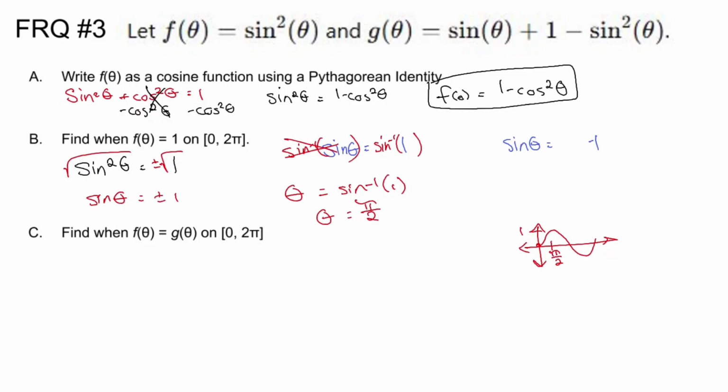Now we do the same exact thing over here, where we inverse sine both sides, cross you out, theta is going to equal the inverse sine of negative 1. And we do the same thing that we did over here. When does it bottom out at negative 1? Well, it bottoms out at negative 1 at 3 pi over 2. So this theta is going to be 3 pi over 2. So my answers for B are going to be theta equals pi over 2 and 3 pi over 2.